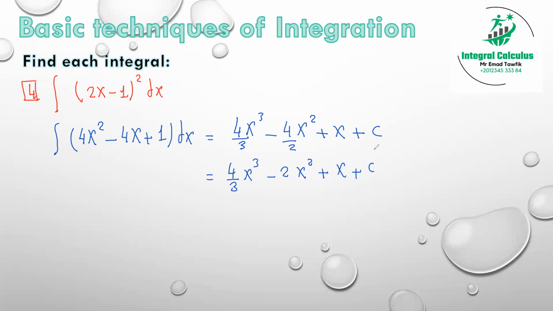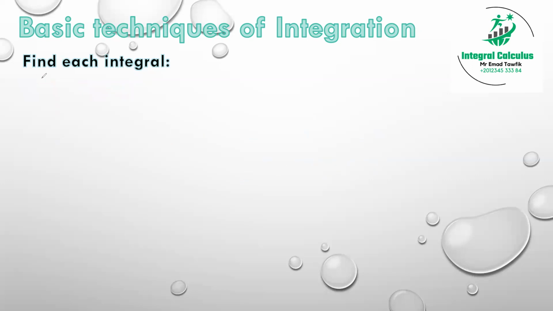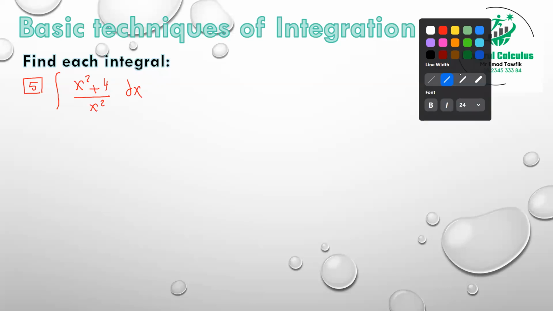But if I'm going to move to the next problem, for question number 5, if I ask you to integrate (x squared plus 4) all over x squared, dx. Before integrating this, you have to put it in simplest form as much as you can. So I'm dividing each term by x squared.